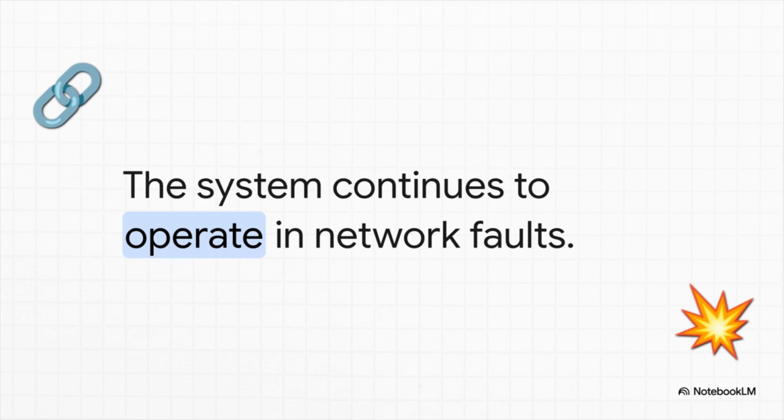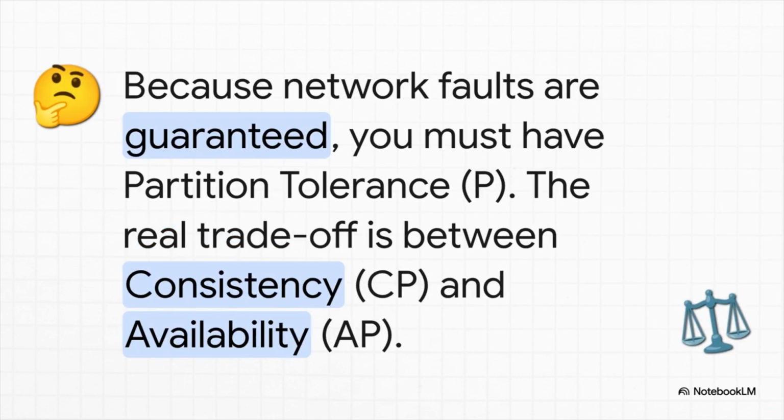You have no choice. And here's the punchline. Since you're stuck with partition tolerance, P, you're forced into a tough choice. Do you want consistency, C, or availability, A? Do you want a system that's always correct, but might go offline during a failure? That's a CP system, kind of like SQL. Or do you want a system that's always online, even if it means serving slightly old data sometimes? That's an AP system, which is the path many NoSQL databases take.